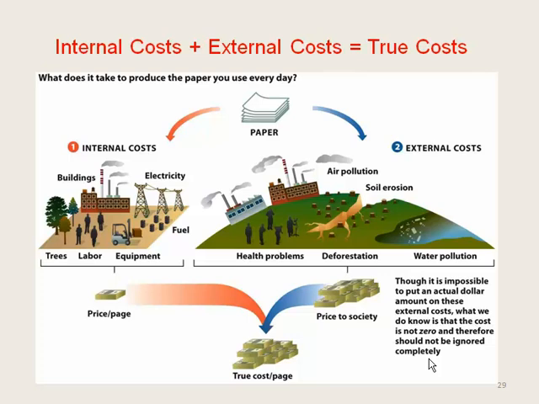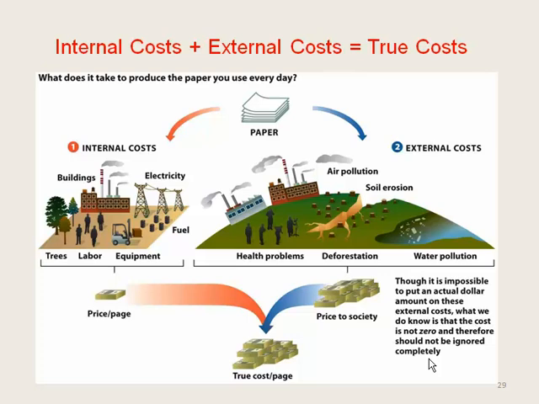The bleaching process leads to the formation of dioxin, which is in close competition with plutonium as being one of the most toxic substances humans have created or enhanced in the environment. So the air pollution costs are very significant, and those can lead to health problems. So the health problems, the deforestation, the water pollution, the price for those is passed on to society, and it's passed on to you as a taxpayer.